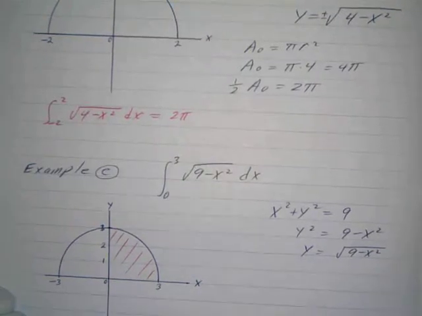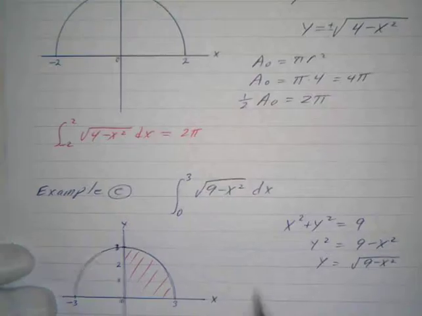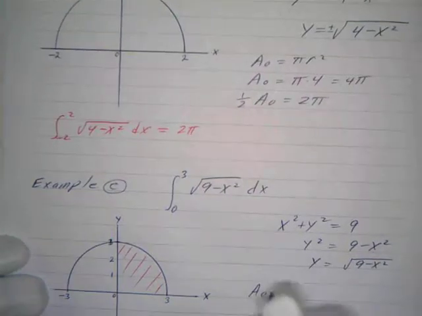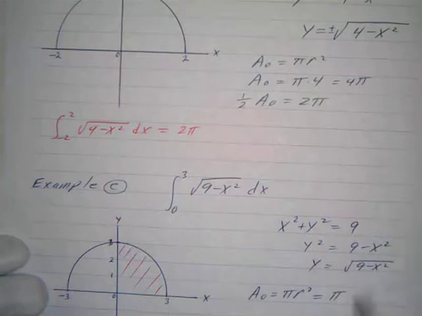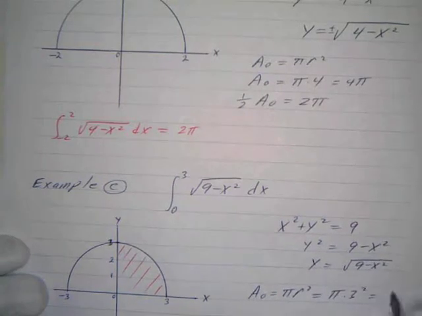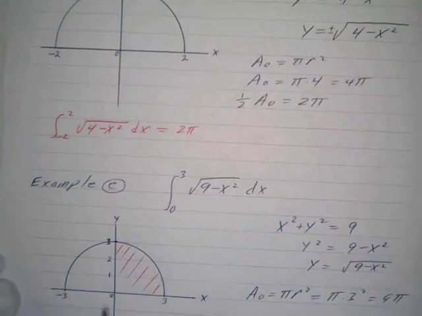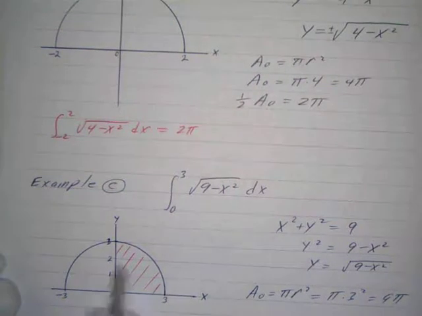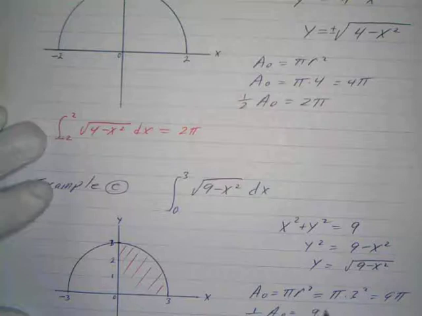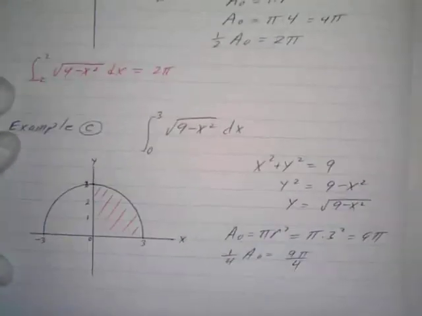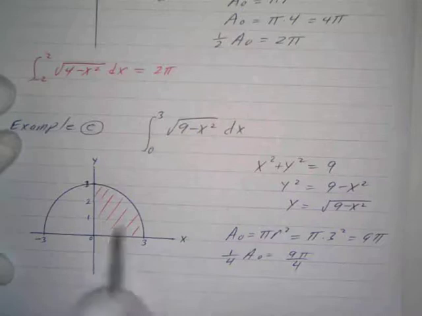The area of a circle is pi r squared. In this case, it's going to be pi, and the radius is 3, so pi times 3 squared, or 9 pi. But we only want 1/4 of the circle, because we're going from 0 to 3, so that's just a quadrant of the circle, or 1/4. So we'll just take 1/4 the area of the circle, which is just 9 pi over 4. So that's the value of our integral, just 1/4 the area of that circle.